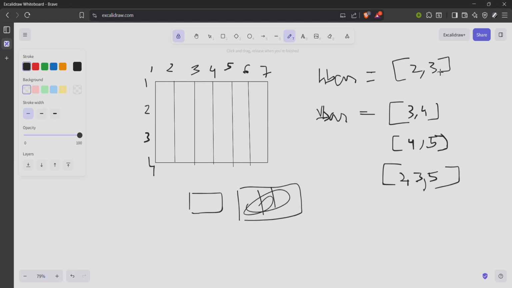We have removed consecutive from here. Now we have two consecutive. Now from the vertical bars, we have to again remove two consecutive, which can be either this, or this, or this, or this and this. So let me do it for you once again.